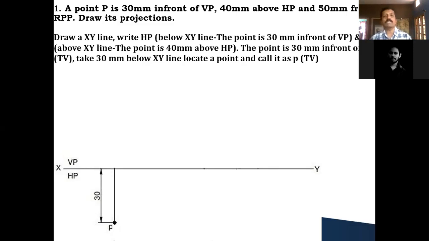Okay, now you start drawing the XY line. You draw the XY line. All these lines should be very thin lines. Okay, so this is not our object. Only our object should be made thick. Draw an XY line like this.